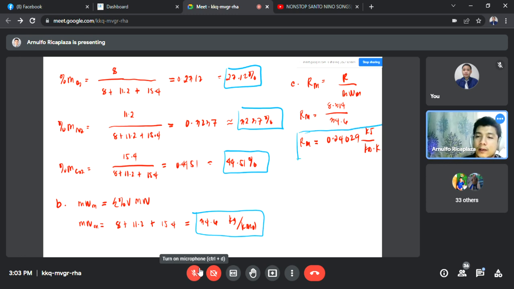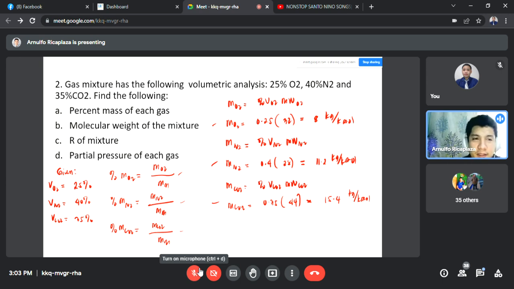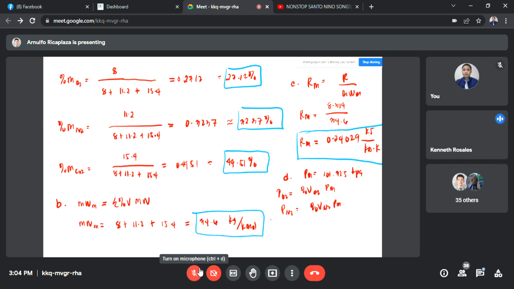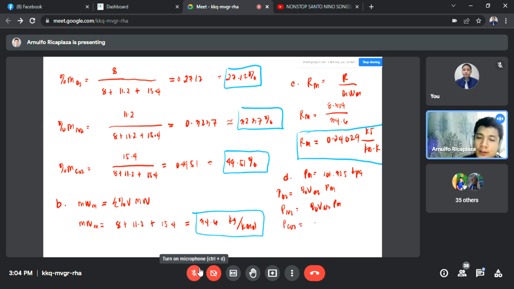Okay, for letter D, this is the partial pressure of each gas. It doesn't give the pressure, so we just use the mixture pressure PM equal to 101.325 kPa. To find PO2, it is the percent volume of the O2 times the PM. The PN2 is the percent volume of N2 times the PM. The PCO2 is the percent volume of the CO2 times the PM.